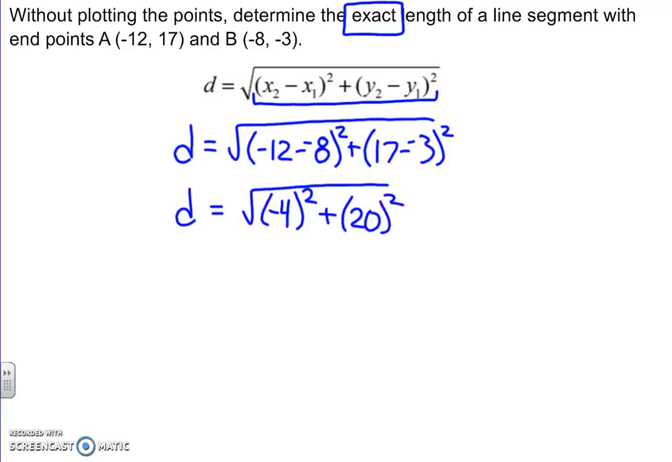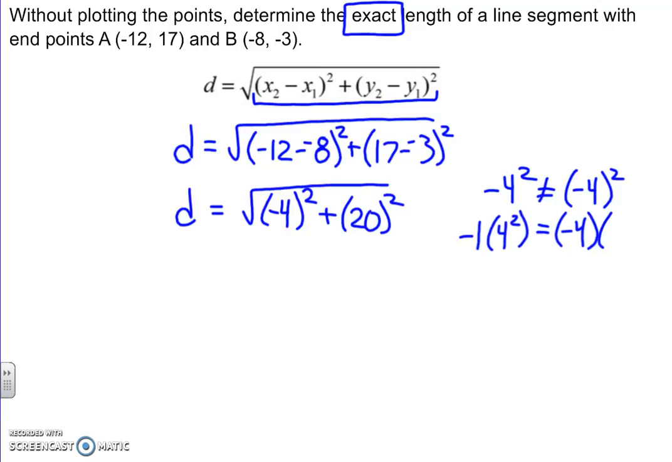Now on your calculator, remember that negatives will change things. If I have negative 4 squared, that is not going to be equal to the quantity negative 4 squared. So make sure that you're working the right order of operations. This is like saying negative 1 times 4 squared, and this is like saying negative 4 times negative 4. Here I would end up at negative 16, which is not equal to positive 16. So use your grouping symbols on your calculator. So we get d equals the square root of 416.